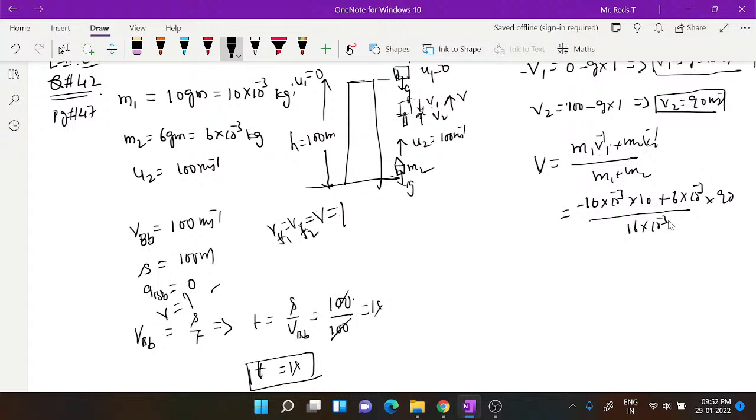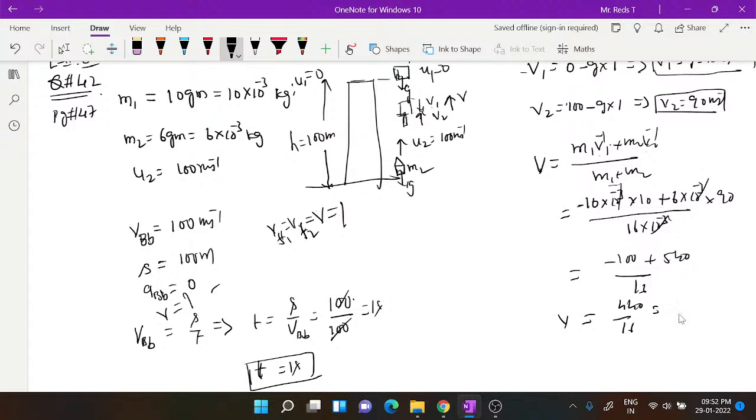Here 10 power minus 3 is common and it will get cancelled out. Then you can write 10 into 100 minus 100. This is plus and 6 into 90. 6 into 90 is 540. 540 minus 100 is 440, divided by 16 is v. So this is the final velocity.